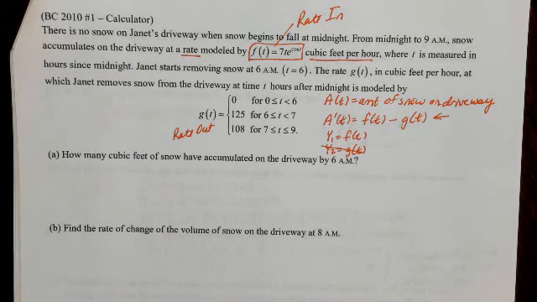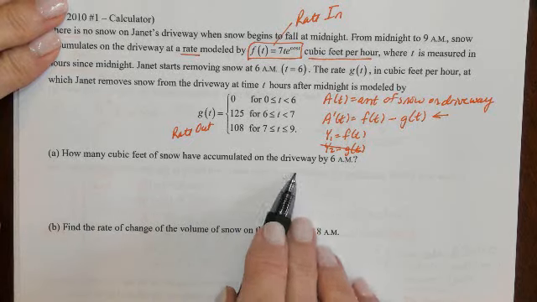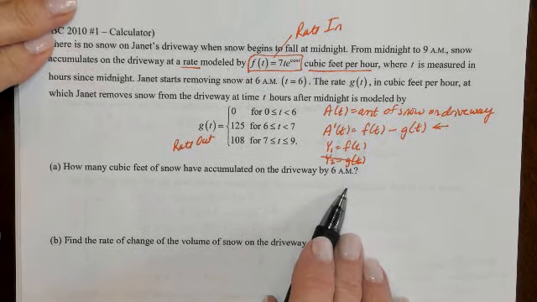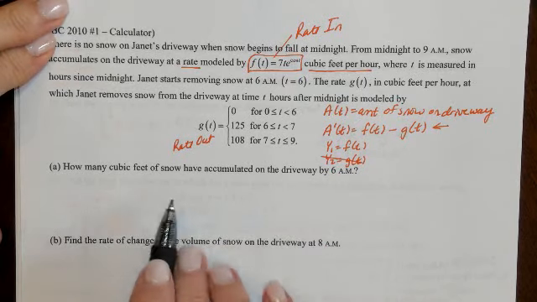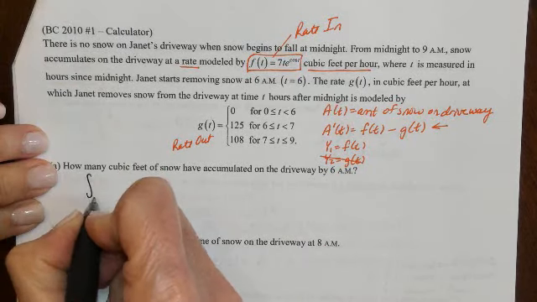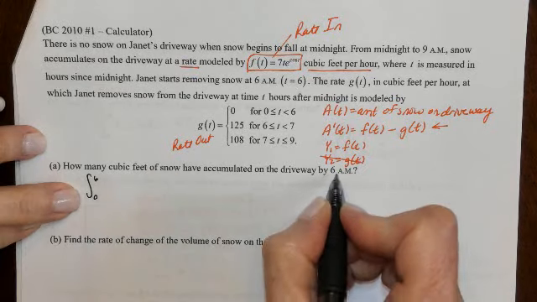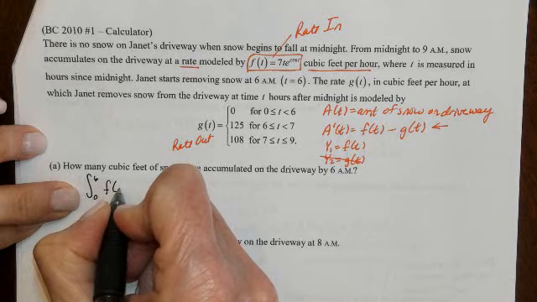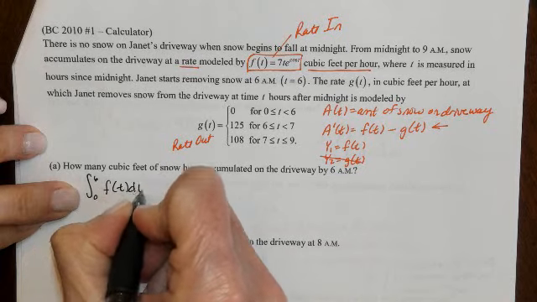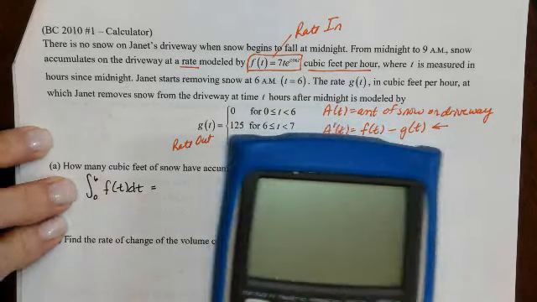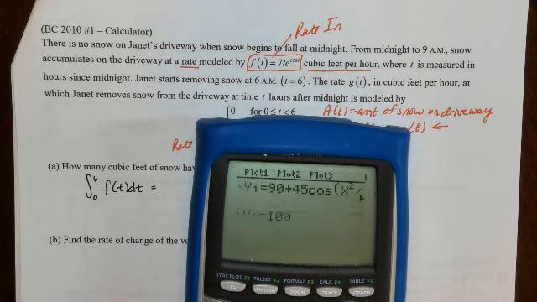All right. How many cubic feet of snow have accumulated on the driveway by 6 a.m.? So this is before any removal began. It's just how much accumulated. So that is our integral 0 to 6, because it's by 6 a.m., of just my RateIn dt. Okay?